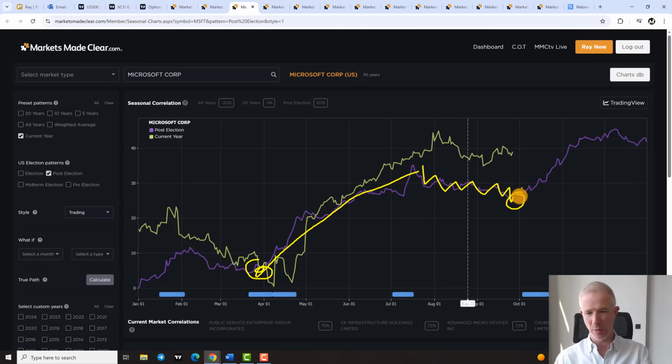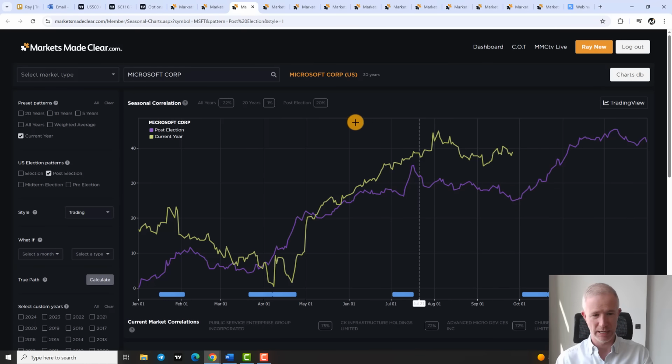We're coming into this point now. We'd expect to see the market move to the upside. It doesn't have the strongest correlation. It's only 20% on here. But that's why I say I'm not just focused on markets that are showing 20% or 50% and above.